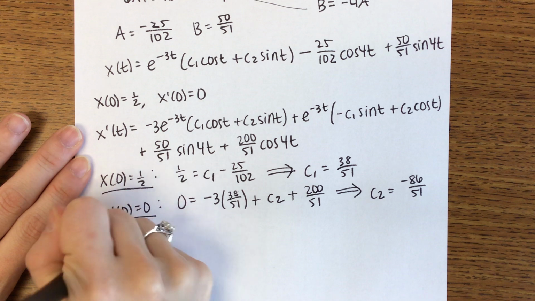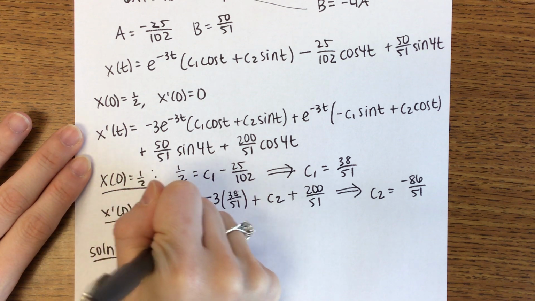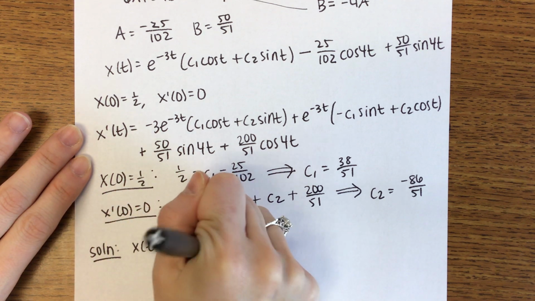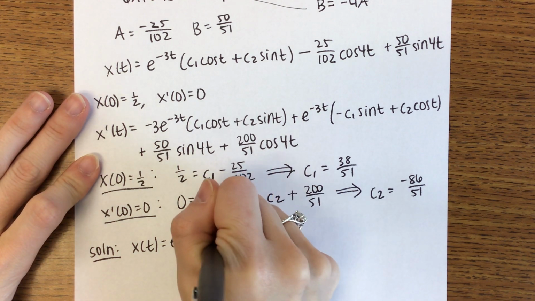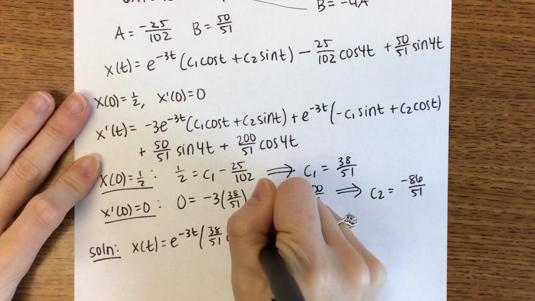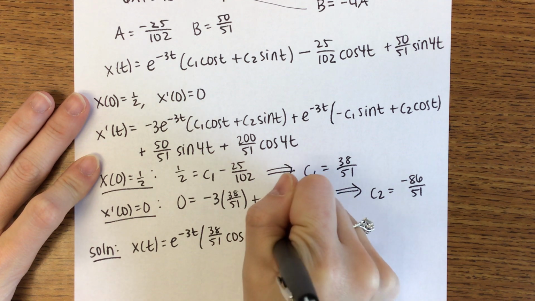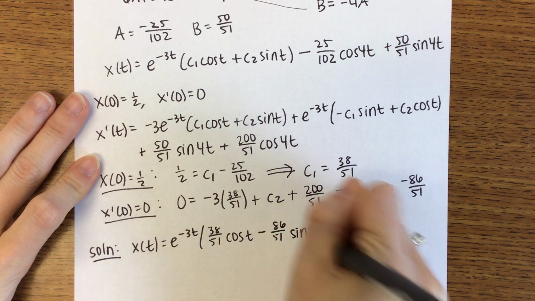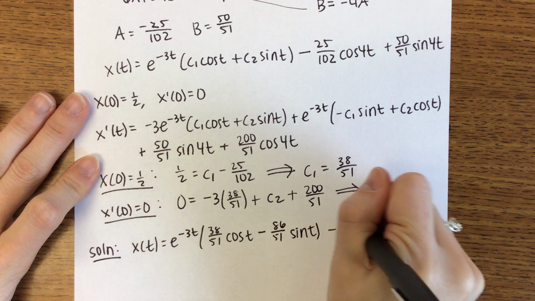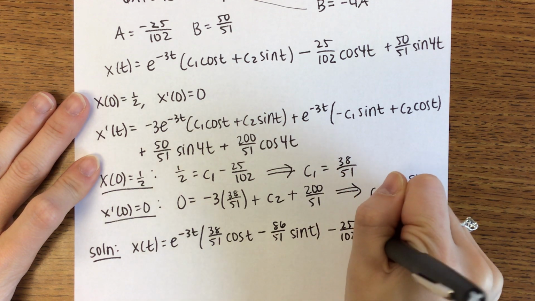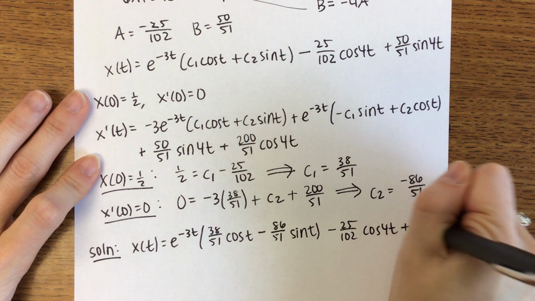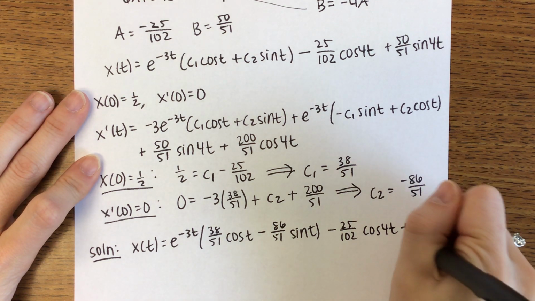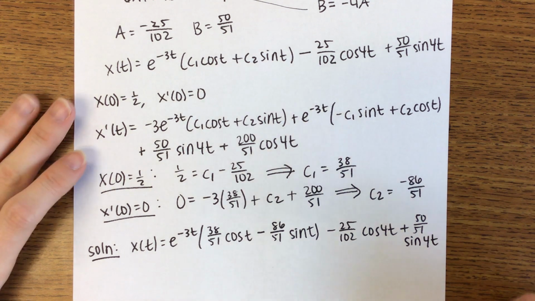Okay. Final solution ends up being x of t is equal to e to the negative 3t multiplied by the quantity 38 over 51 cosine of t, subtract 86 over 51 sine of t, minus 25 over 102 cosine of 4t, plus 50 over 51 sine of 4t.